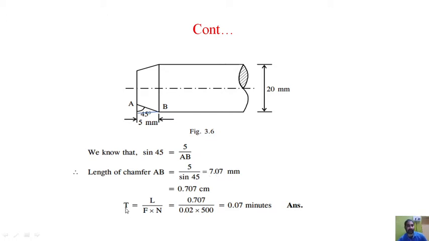So the time for the chamfer machining operation equals L divided by S into N. The length of the workpiece is 7.07 mm. In terms of centimeters, that will become 0.707 centimeter, divided by feed per revolution, given as 0.0 centimeter per revolution, and RPM given as 500. So that will become 0.07 minutes. So the purpose of giving this problem is that you have to take the length of AB, so that has to be considered for the chamfer operation.